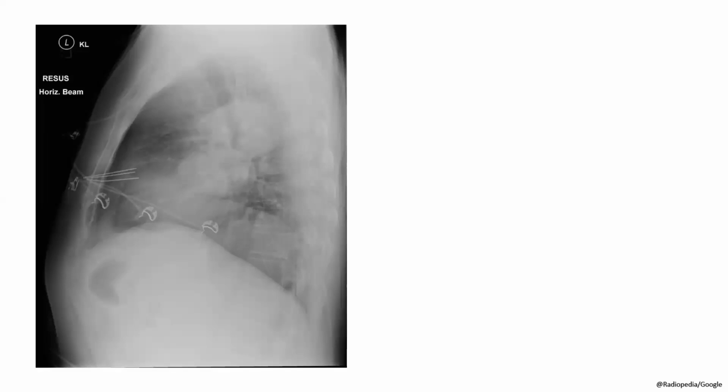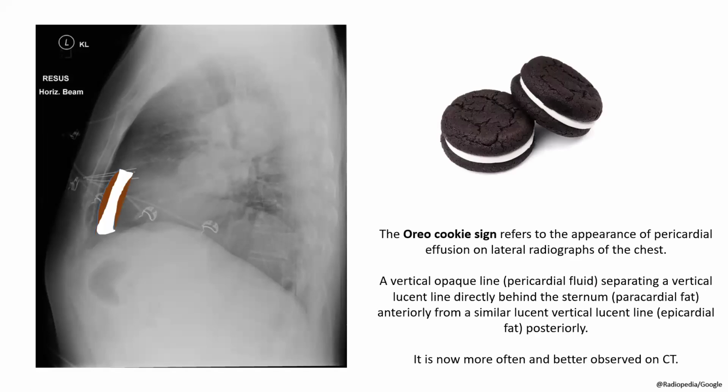What is happening here? Is there anything abnormal in this lateral chest radiograph? Yes. So we are seeing an abnormal area of soft tissue density here, which is giving Oreo cookie sign, which refers to presence of pericardial effusion on lateral chest radiograph. So we see a vertical oblique line pericardial fluid, which separates the epicardial fat from the pericardial fat, and this can also be seen on CT.